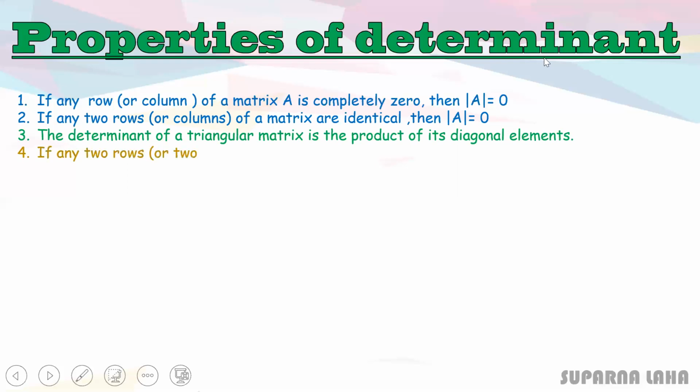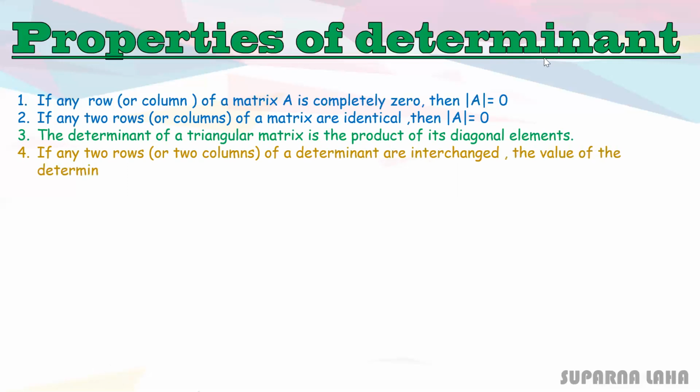Next, if any two rows or any two columns of a determinant are interchanged, then the value of this determinant is multiplied by -1. So a determinant is given, you are finding the value, and before finding the value, if you interchange two rows or two columns, not a row with a column, then -1 will multiply with the original determinant value. We just need to multiply by -1.